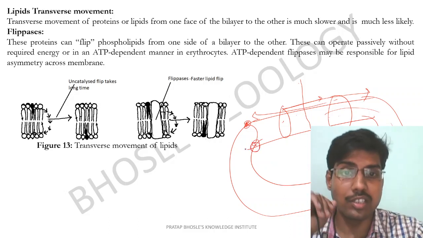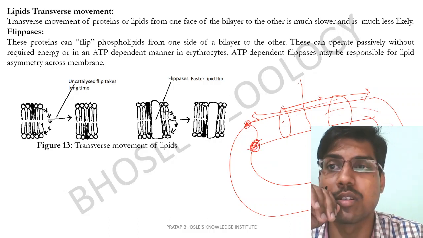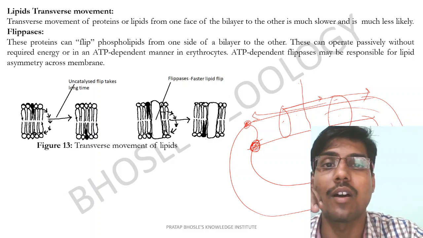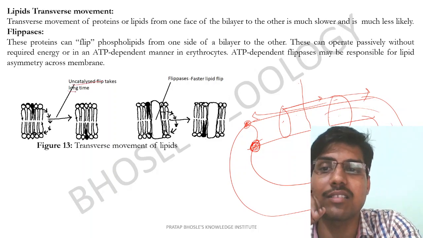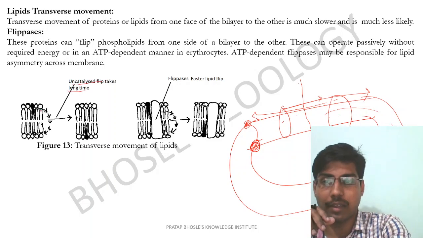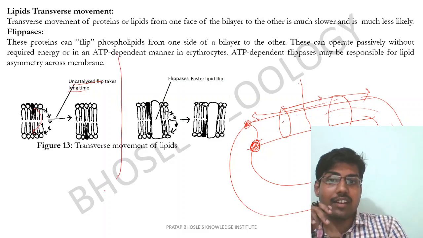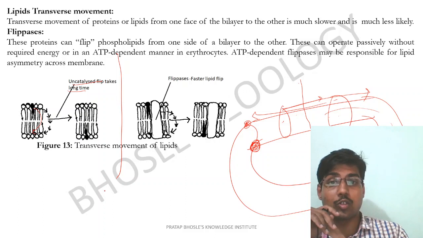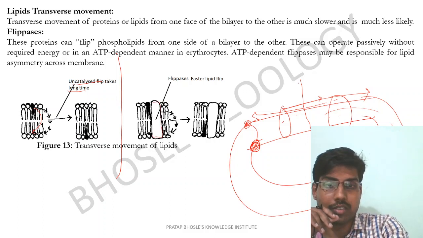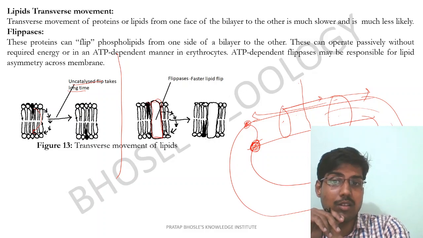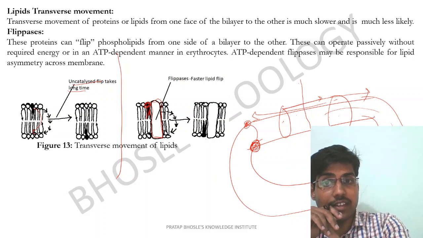Now this transfer of proteins can occur in two ways. First is uncatalyzed ways, but this will take a very long time to get to the opposite side. But this process can happen in a very short time with the help of flippase proteins, like the flippases. What these flippases do is that they just come into contact with this molecule or the lipid, and flip this protein or the lipid to the other side.